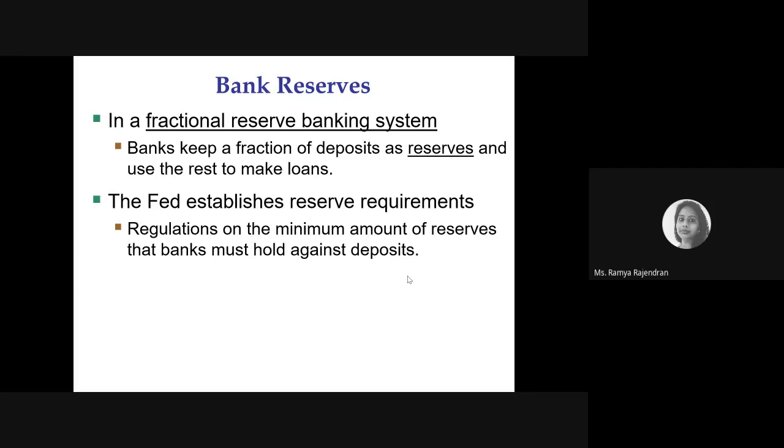Okay, so the government establishes regulations on how much reserves any bank should hold. The bank can hold a reserve which is more than what the government says, but it can't go below. So it actually gives a minimum amount of reserves. For example, if the government says 10% of reserves should be held back, you can hold 10, 12, 15, 20%, but you can't hold only 8%. You can't go below the minimum number.